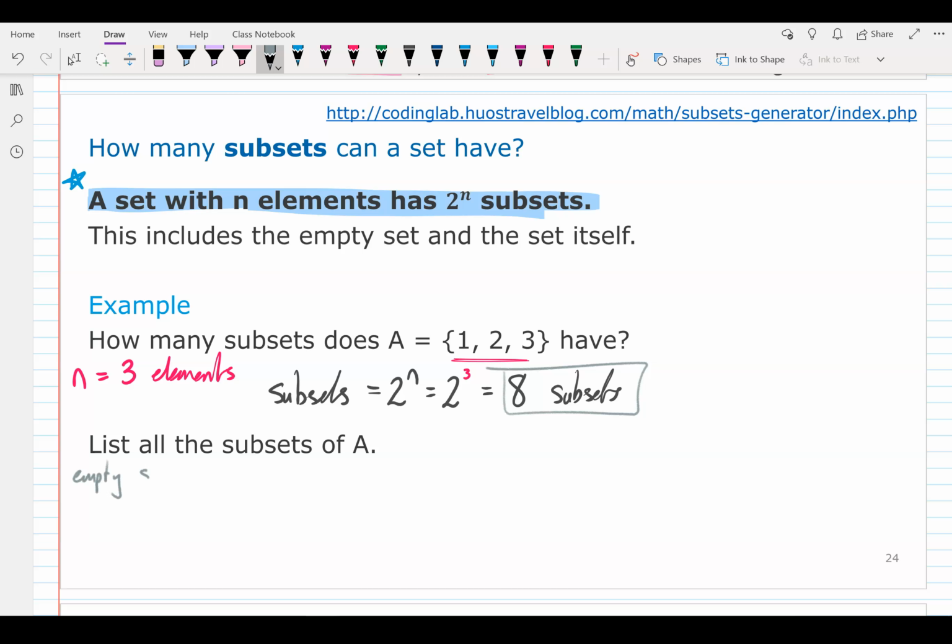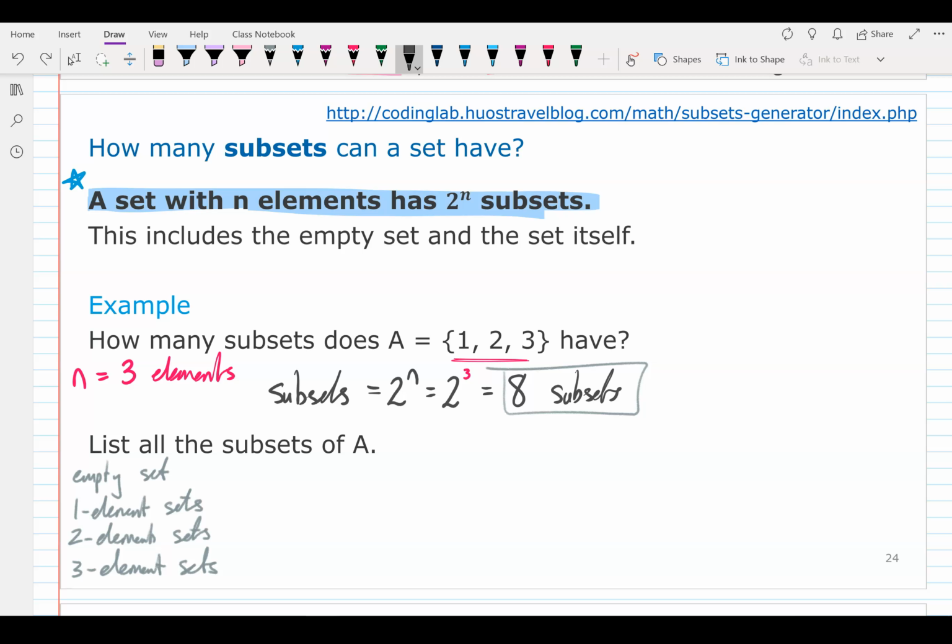I'm going to keep track of the empty set, and I'm going to keep track of the 1 element sets. I'm going to keep track of the 2 element sets, and I'm going to keep track of the 3 element sets. Just so that we have a structured way to approach this. And let me show you what I mean.